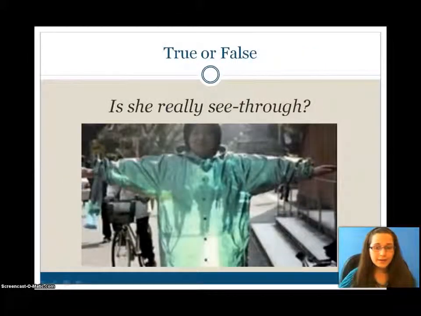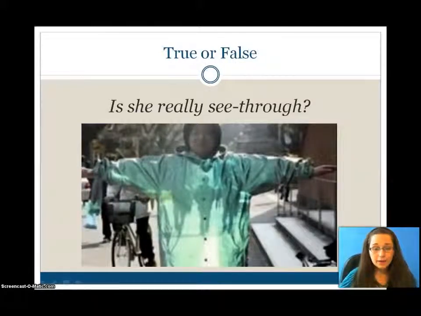And with that in mind, as we go through and look at things like color, we can take this picture and say, okay, is this person really see-through? Well, when you look at this, you go, well, no, of course she's not see-through. That doesn't make sense. She's a person. People aren't see-through. This must be some sort of optical illusion. Maybe it's been photoshopped or something along those lines.